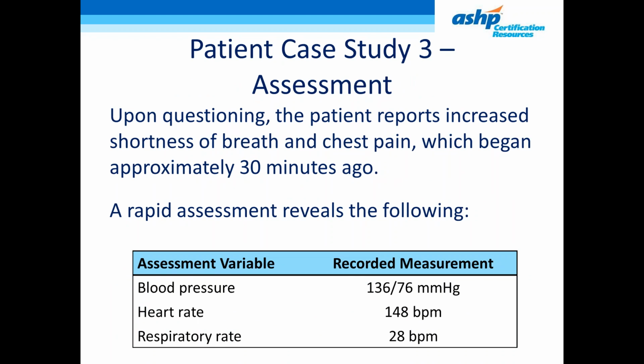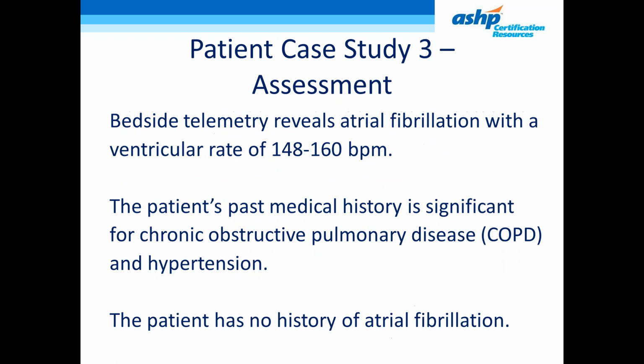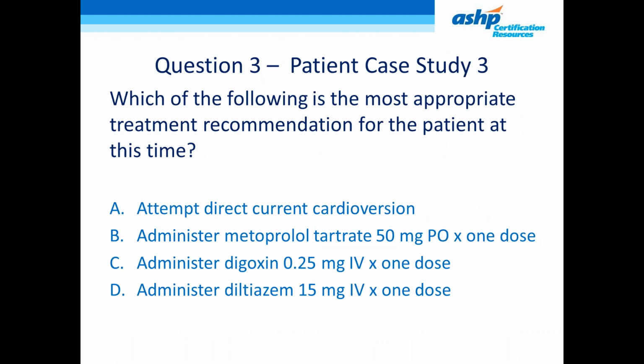The patient's blood pressure is 136/76, the heart rate is 148 beats per minute, and the patient's respiratory rate is 28 breaths per minute. Bedside telemetry reveals atrial fibrillation with a ventricular rate of 148 to 160 beats per minute. The patient's past medical history is significant for chronic obstructive pulmonary disease and hypertension. The patient has no history of atrial fibrillation.